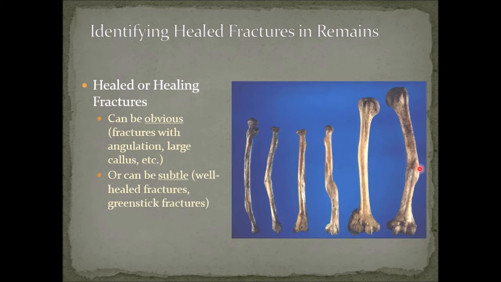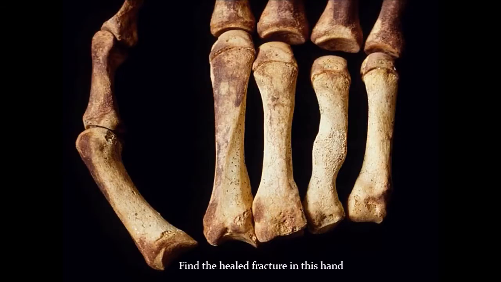Here are two humeri, these are your upper arm bones. Here we have a clearly broken one, and here the epicondyle of the humerus has been broken. So they can be really, really obvious. On the other hand, they can be harder to see.